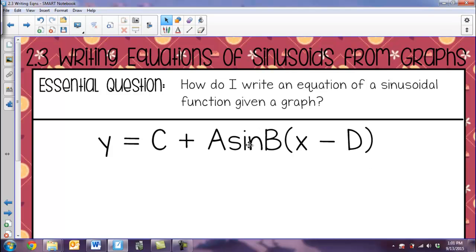So remember, this is the general form of any sort of trig function, sine or cosine. C is your vertical shift, A is your amplitude, so how tall it is, B is your period, so how much did it stretch or shrink, and then D is your phase shift, where you're looking where is your first graph. So let's get started.